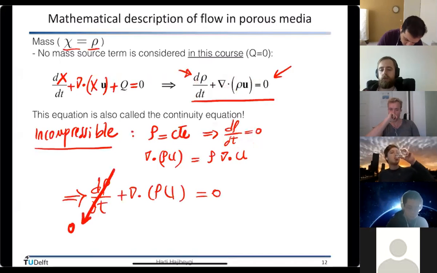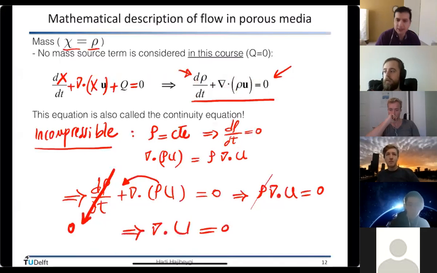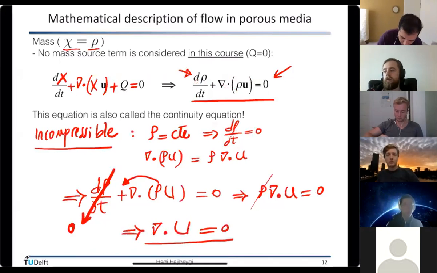With rho, I can bring this density outside the divergence operator because density is constant. So this becomes rho divergence u is 0. And since rho is constant, I can get rid of it too. So it will finally reach me to this point: divergence velocity is 0 if there is no source term. If there is no source term, my mass conservation becomes divergence velocity is 0. What would it really mean?